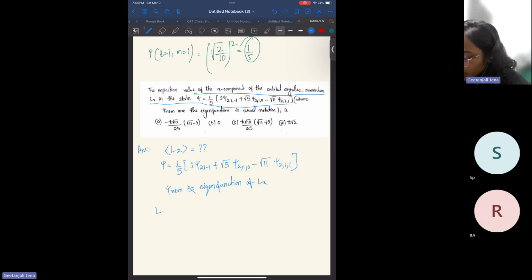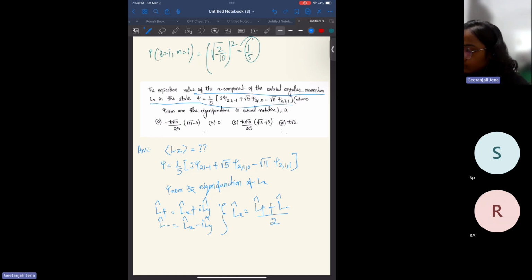So the ladder operators are nothing but L plus and L minus. These are expressed in terms of Lx and Ly. For L minus, it is Lx minus iLy. So that means Lx will be (L plus + L minus) divided by 2. Right? So that means the expectation value of Lx would be the expectation value of (L plus + L minus) divided by 2.